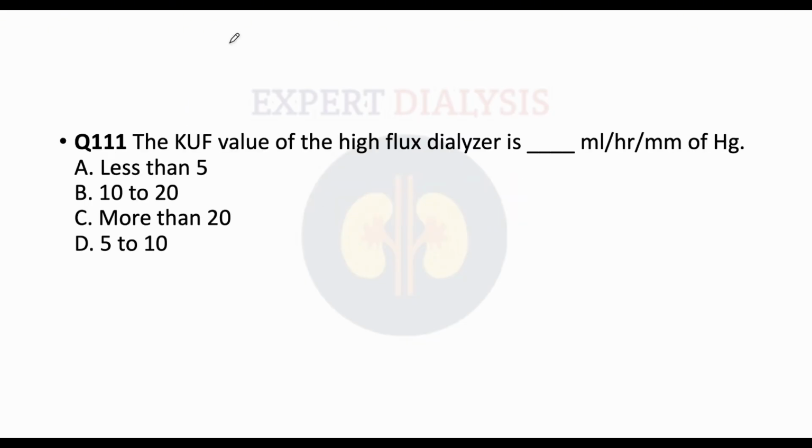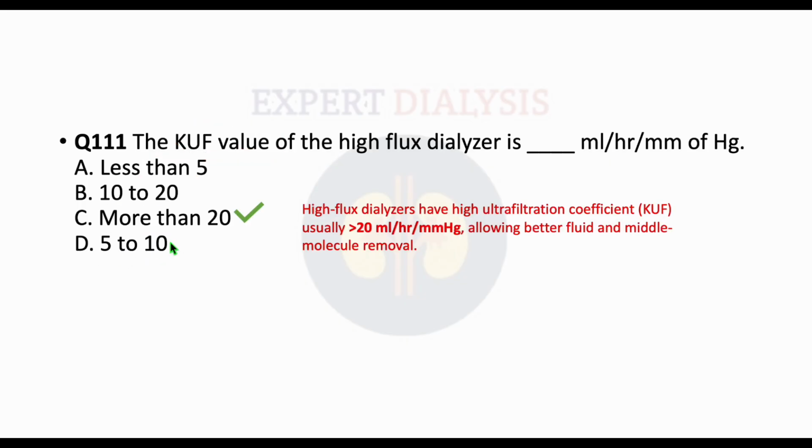So the first question here says the KUF value of high flux dialyzer is dash ml per hr per mm of Hg. So you have to tell the KUF value of a high flux dialyzer. So option A is less than 5, option B is 10 to 20, option C is more than 20, option D is 5 to 10. So the right answer is... it is 10 to 20.